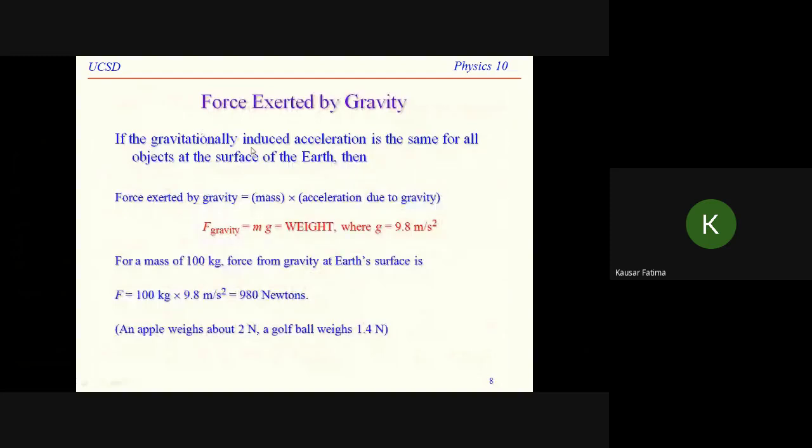So if the gravitationally induced acceleration is the same for all objects at the surface of the Earth, then the force exerted by gravity will be equal to mass into acceleration due to gravity. So F is equal to mg, which will be equal to the weight of the body, mass into this gravity. For a mass of 100 kilogram, the gravity on the surface of the Earth will be 980 Newton.